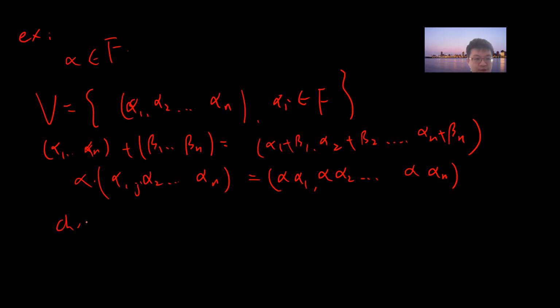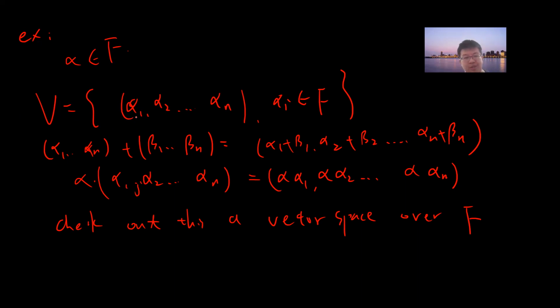So check that this is a vector space over F. Basically, you order all the elements of F into tuples. So this is generally isomorphic to F^n. This is a general notation, the usual common vector space.